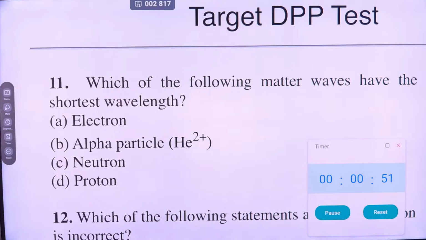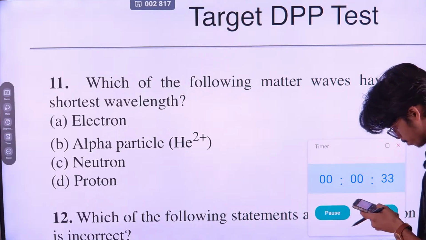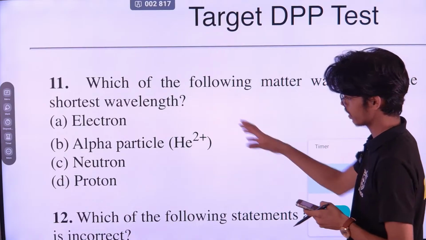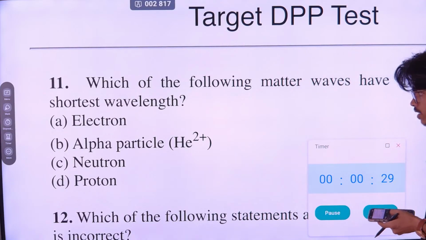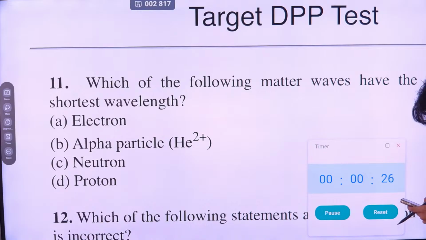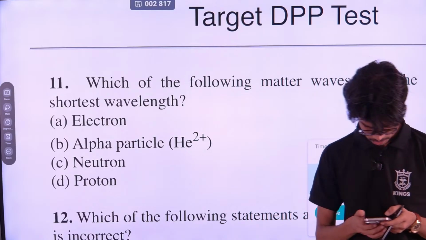Which of the following matter has the shortest wavelength? Electron, alpha particle, neutron, or proton? I think it's very easy. You guys can do it. So these are different particles. Obviously, wavelength doesn't depend upon charge, so we don't need to care about charge. We need to care about the mass. Priya, try to answer.